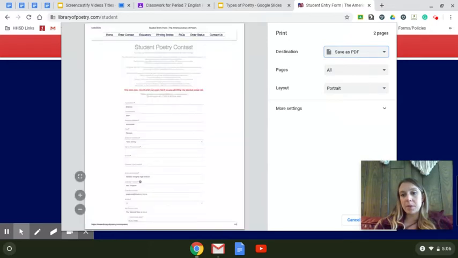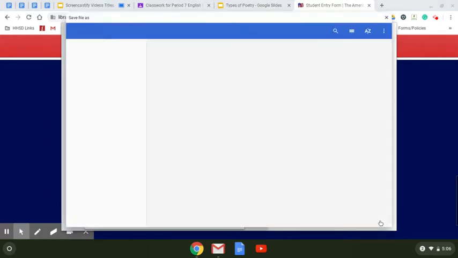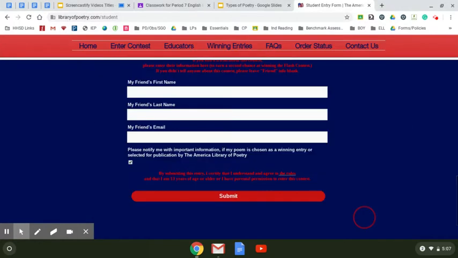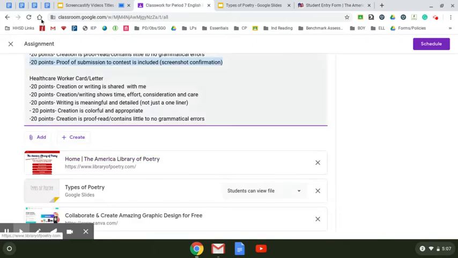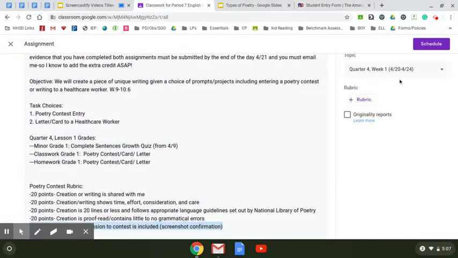You're going to save it as a PDF. And I'm going to get rid of myself so I can show you how to do this. So then you click save. And you're going to put your name. So this was Brianna doing this. Poetry entry confirmation. And you're going to save that as a PDF. And then you're going to go back to Google Classroom, and I want you to attach your Google Docs version of your poem so I could see your poem and the PDF. So you should make 2 attachments when you hand this in.